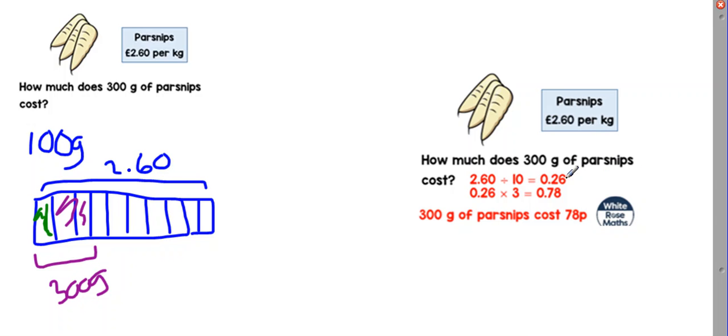Okay, so you would do £2.60 divided by 10 to work out how much 100 grams cost, because there's 10 lots of 100 grams in 1 kilogram. Okay, and that equals 0.26. So then you would do 0.26 multiplied by 3, because remember you want 300 grams, not 100 grams, which equals 0.78. So 300 grams of parsnips cost 78 pence. Well done if you got that one correct.